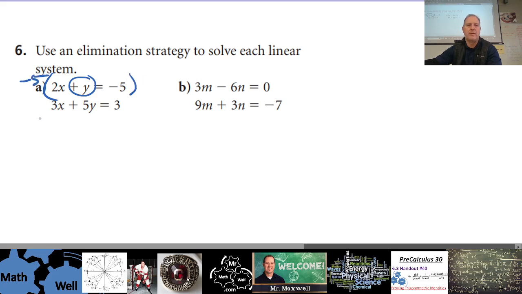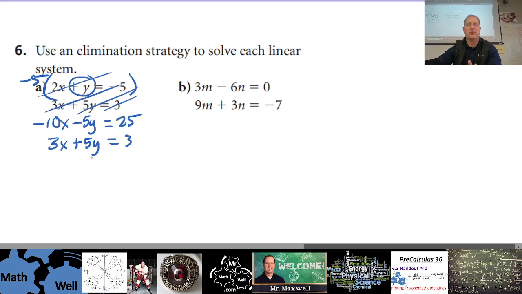Okay? -10x minus 5y equals +25. So when you multiply -5 times all of those terms, that's what you get. Does that look good? So I'm going to rewrite the second equation underneath, just so it's easier to see. And these are now our two equations. I've changed the equations so they look like this.